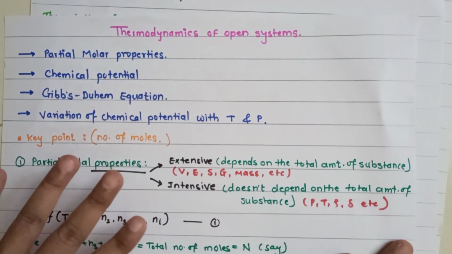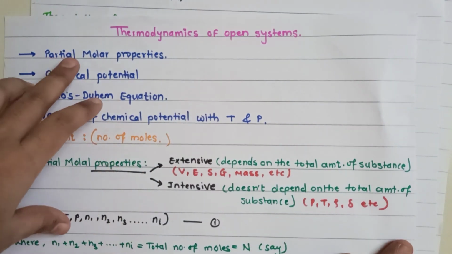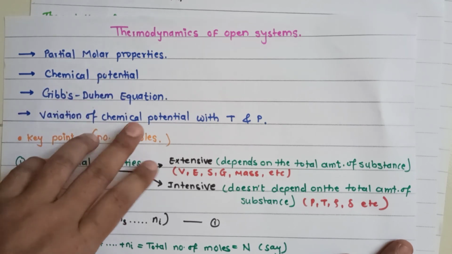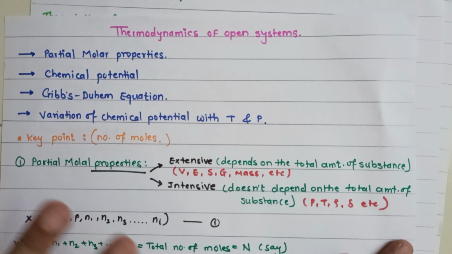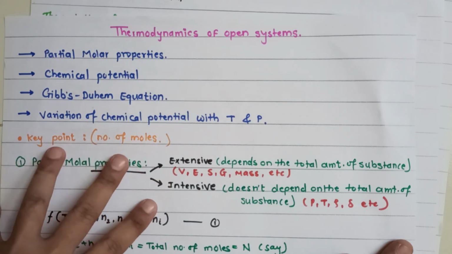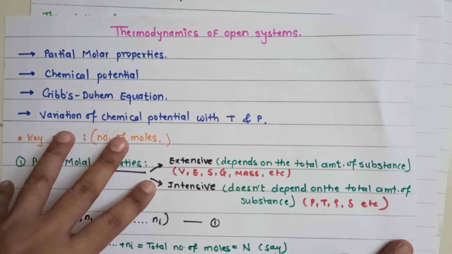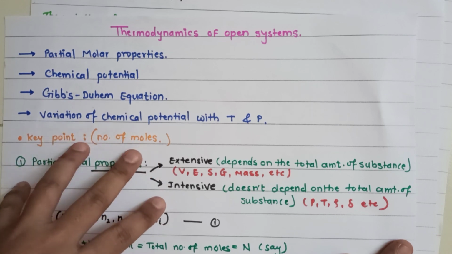I hope, students, you have understood completely what the partial molar properties are, what the chemical potential is, and what the variation of chemical potential with temperature and pressure is. But still, if you have any doubt regarding this derivation part, you can definitely ask me. I will definitely resolve all your problems.